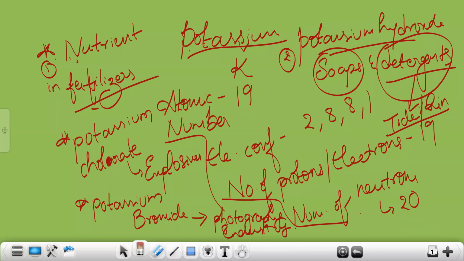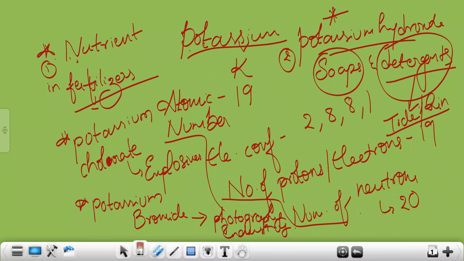What is there in soap? Potassium hydroxide is there. What is there in Surf, Tide, Excel? Potassium hydroxide is present in all soaps, Rin bar, Vim bar, dishwash bars, dishwash liquids, detergents, whatever it is there. Everywhere potassium hydroxide is used.